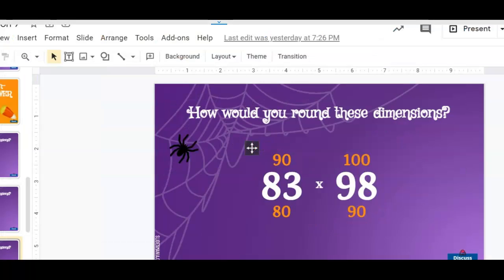So our next one, how would you round these dimensions? 83 times 98. In your notebook, go ahead and write it in there. I'll pause for a second and give you a chance to work. Okay, so for this one, the 83 is going to be much closer to 80, and the 98 is going to be closer to 100. So I would have 100 times 80. Multiply the 1 times the 8. That gives me 8. How many zeros do I have? There's 1, 2, 3 zeros. That gives me the estimate of 8,000.